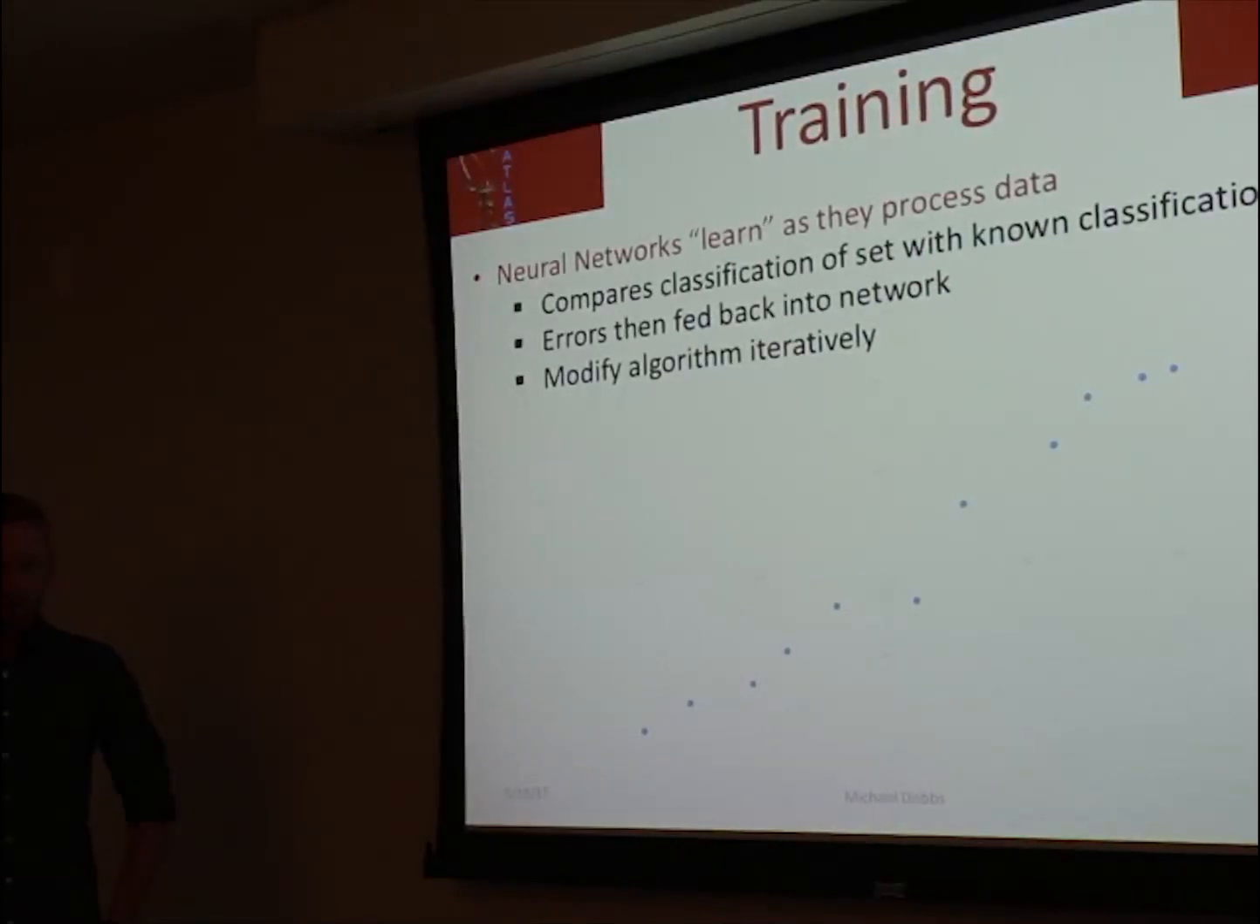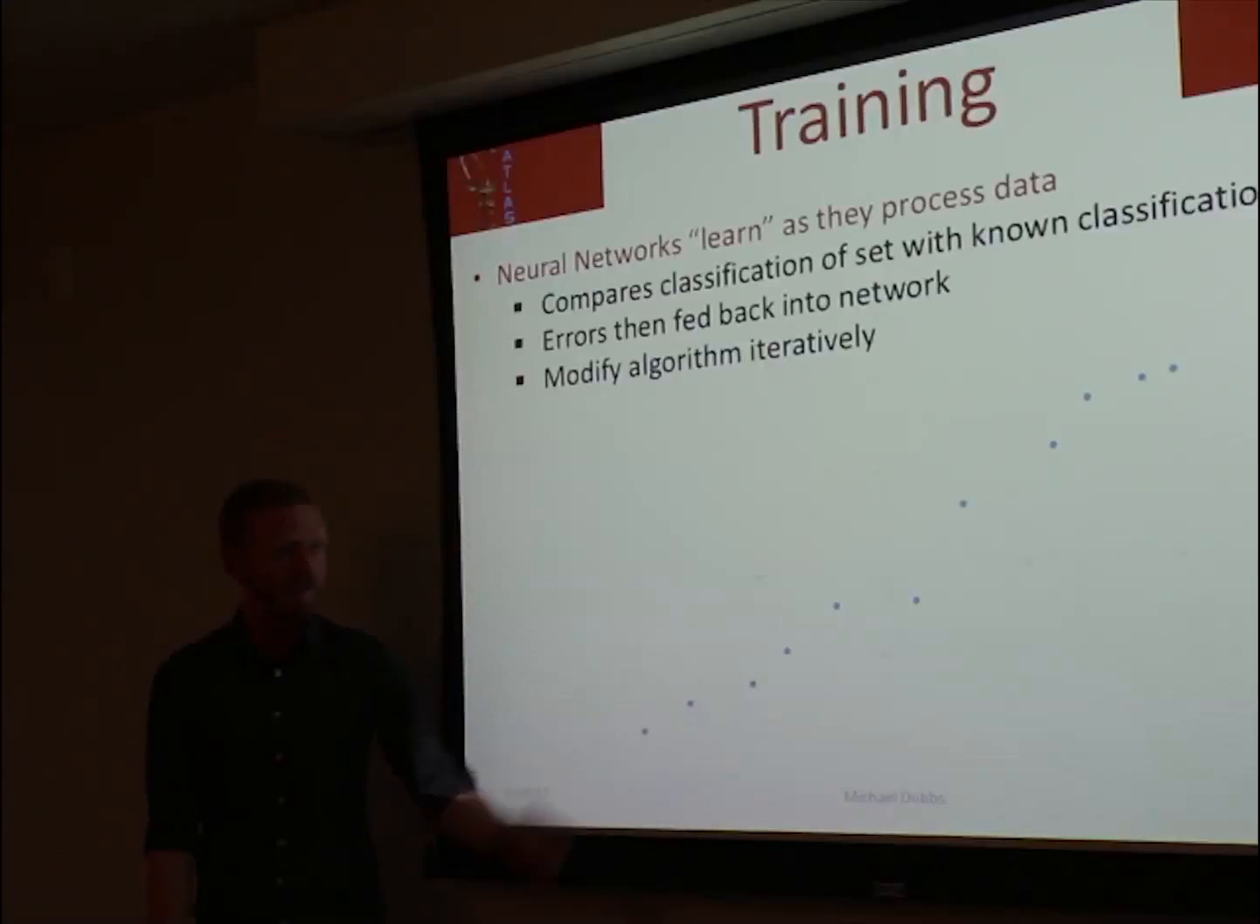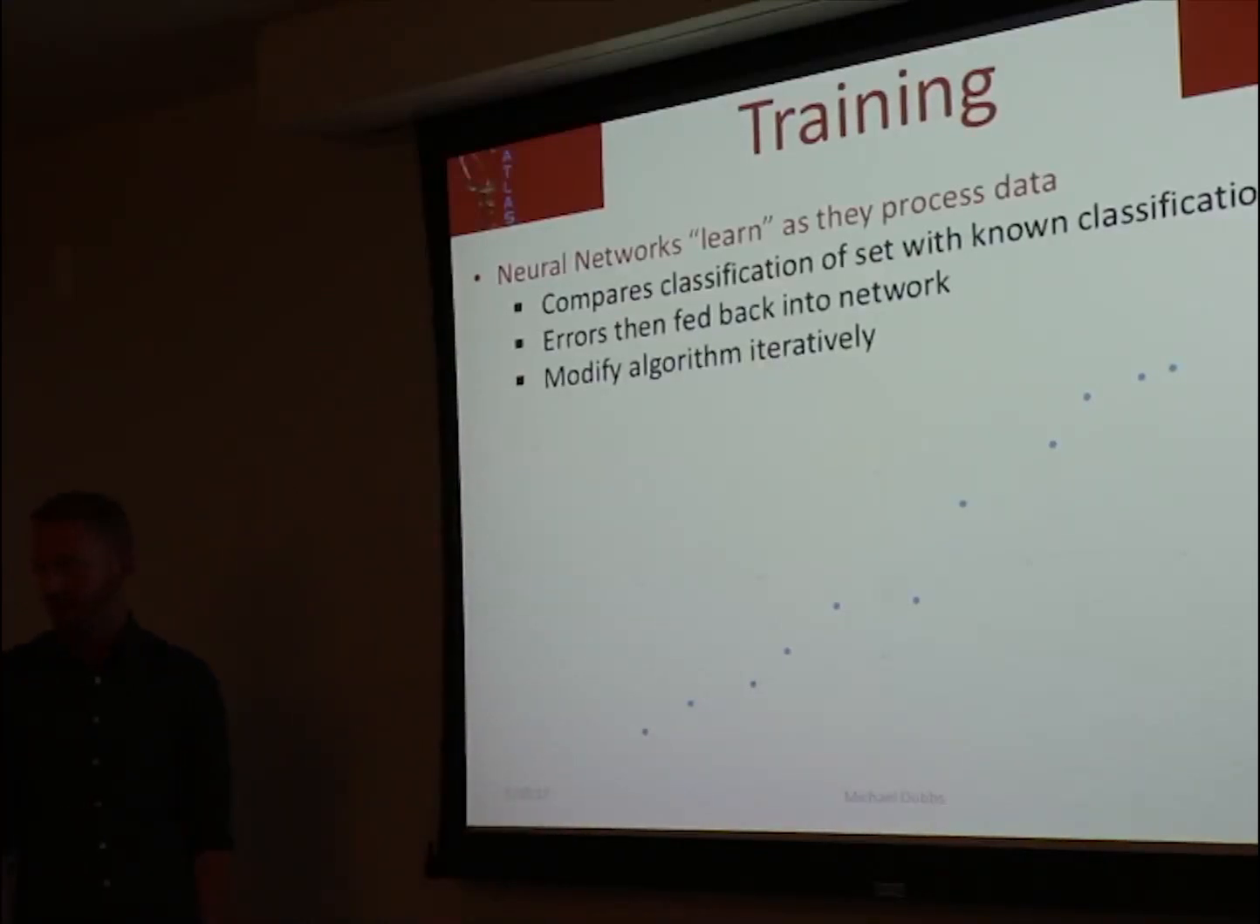So what we do with these algorithms is we train them, just much like we train our brain throughout the process of our life. So they learn as they process data. So what we do is we give them a set of data points, and they try and approximate the data as best as possible, knowing what they know.